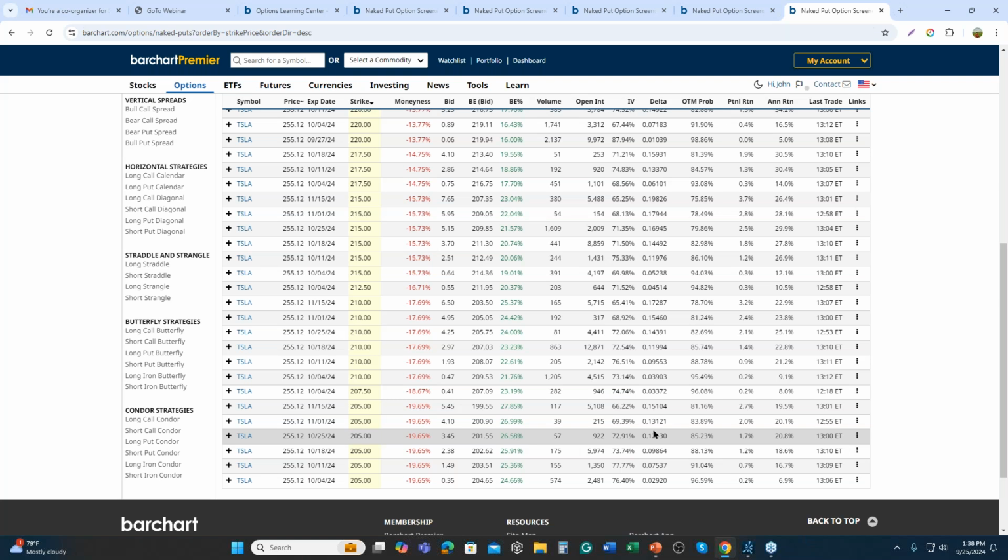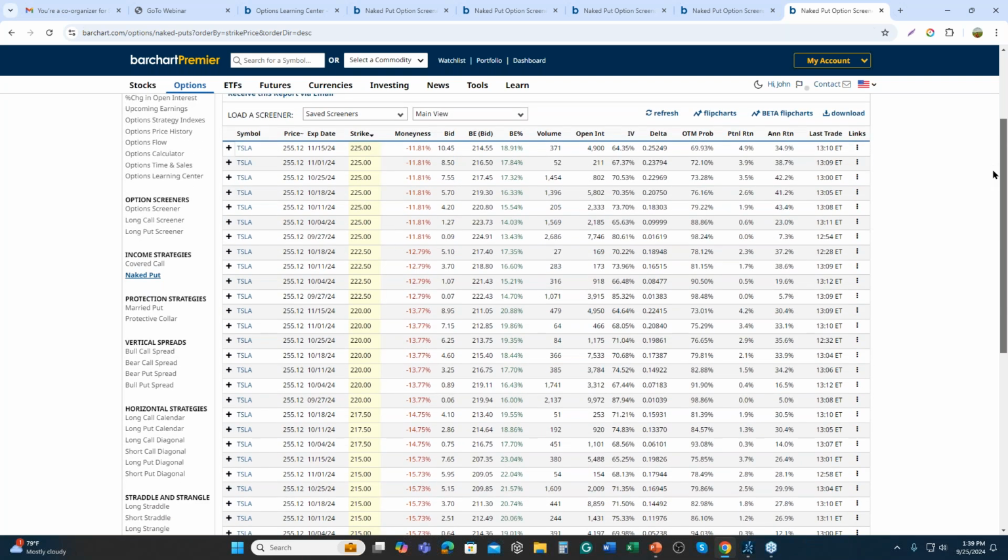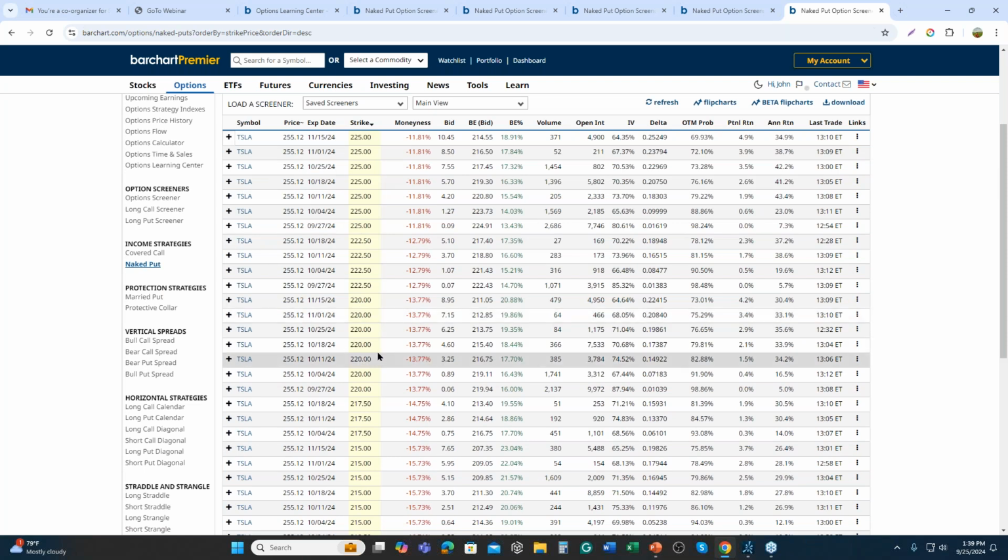Now I'm a little bit more aggressive and I'm willing to take on the risk of where I'm willing to buy. For instance, let's look at around 220, right on our 50-day moving average, or in that previous range. Notice that our returns go up. Again, I would have to look at the time to expiration.